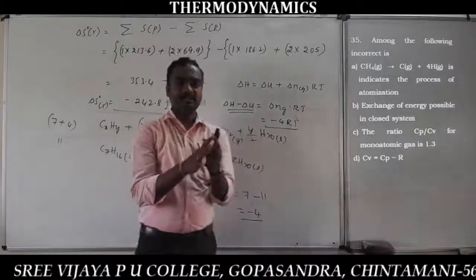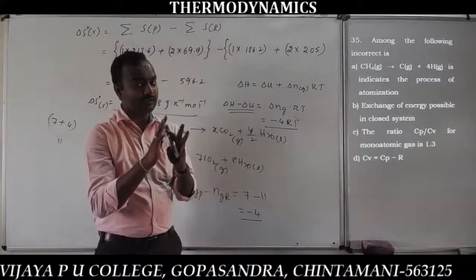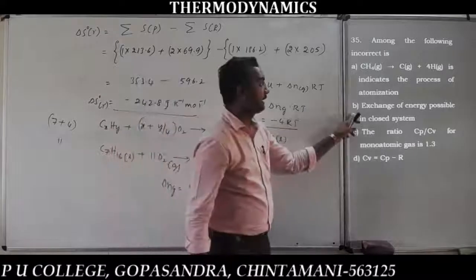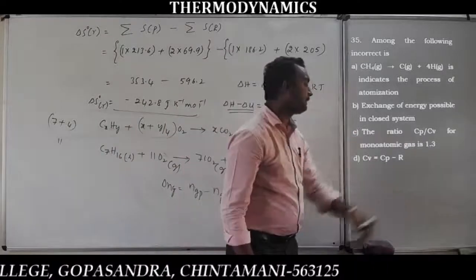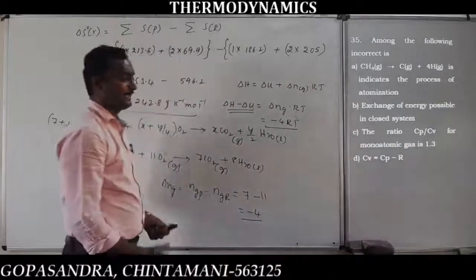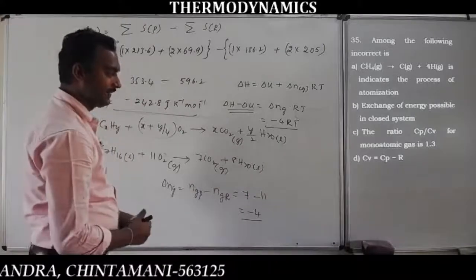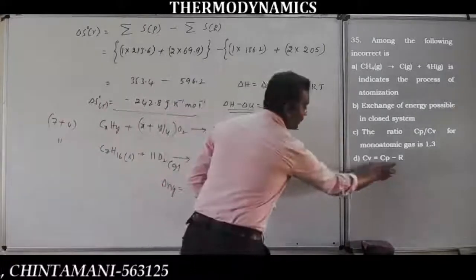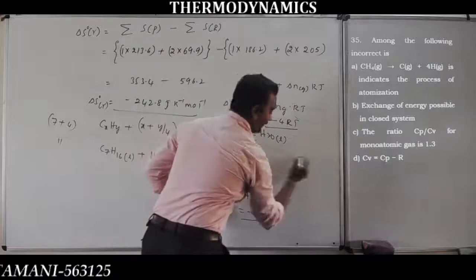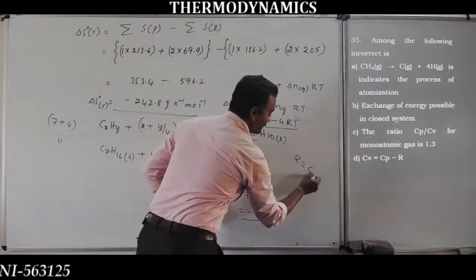Closed system ಆಗಿದೆ ಅಂದ್ರೆ energy can exchange it but not matter. So that is also correct statement. The ratio of Cp by Cv for monoatomic gas is 1/1.3 ಅಂತ ಹೇಳಿದ್ವಿ. And one more is Cv is equal to Cp minus R. This is correct. ಯಾಕಂದ್ರೆ R is equal to Cp minus Cv.